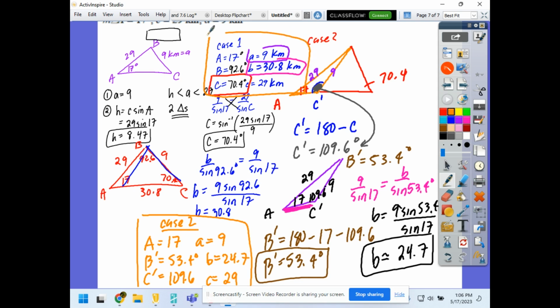And that's how you apply law of sine to determine the number of possible triangles, and that's how you solve it if you have a case wherein there are two triangles.